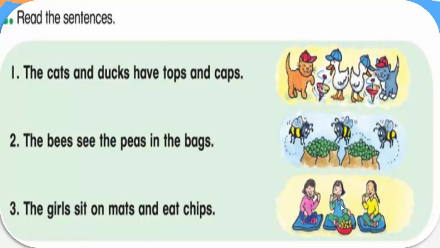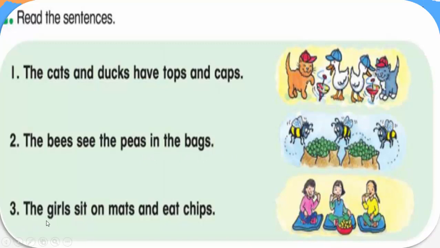Let's read the sentences. The first one, the cats and ducks have tops and caps. Number two, the peas, see the peas in the bags. Again, the cats and ducks have tops and caps. Number two, the peas, see the peas in the bags.